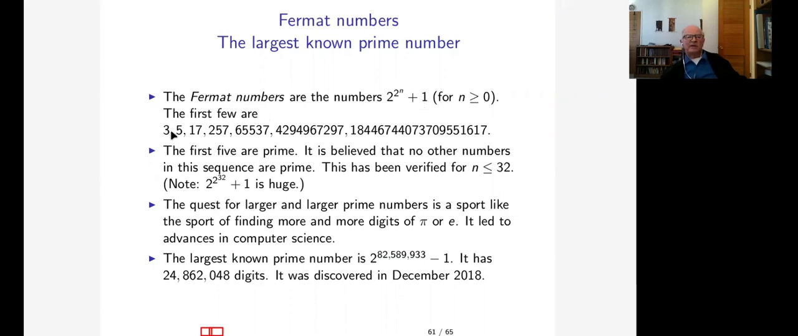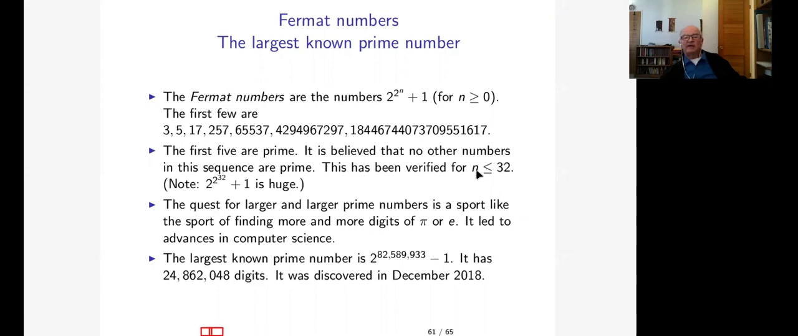And the first few numbers are 3. That's for n equals 0. You get 2 to the 0 is 1. 2 to the 1 is 2, plus 1 makes 3. For n equals 1, you get 2 to the 1 is 2, 2 to the 2 is 4, 4 plus 1 is 5. So the first few are 3, 5, 17, 257, 65,537, this huge number, and then this even huger number. Now, curiously, the first five numbers are prime. This is not prime, and this is not prime. And it is believed that no other numbers except the first five are prime.